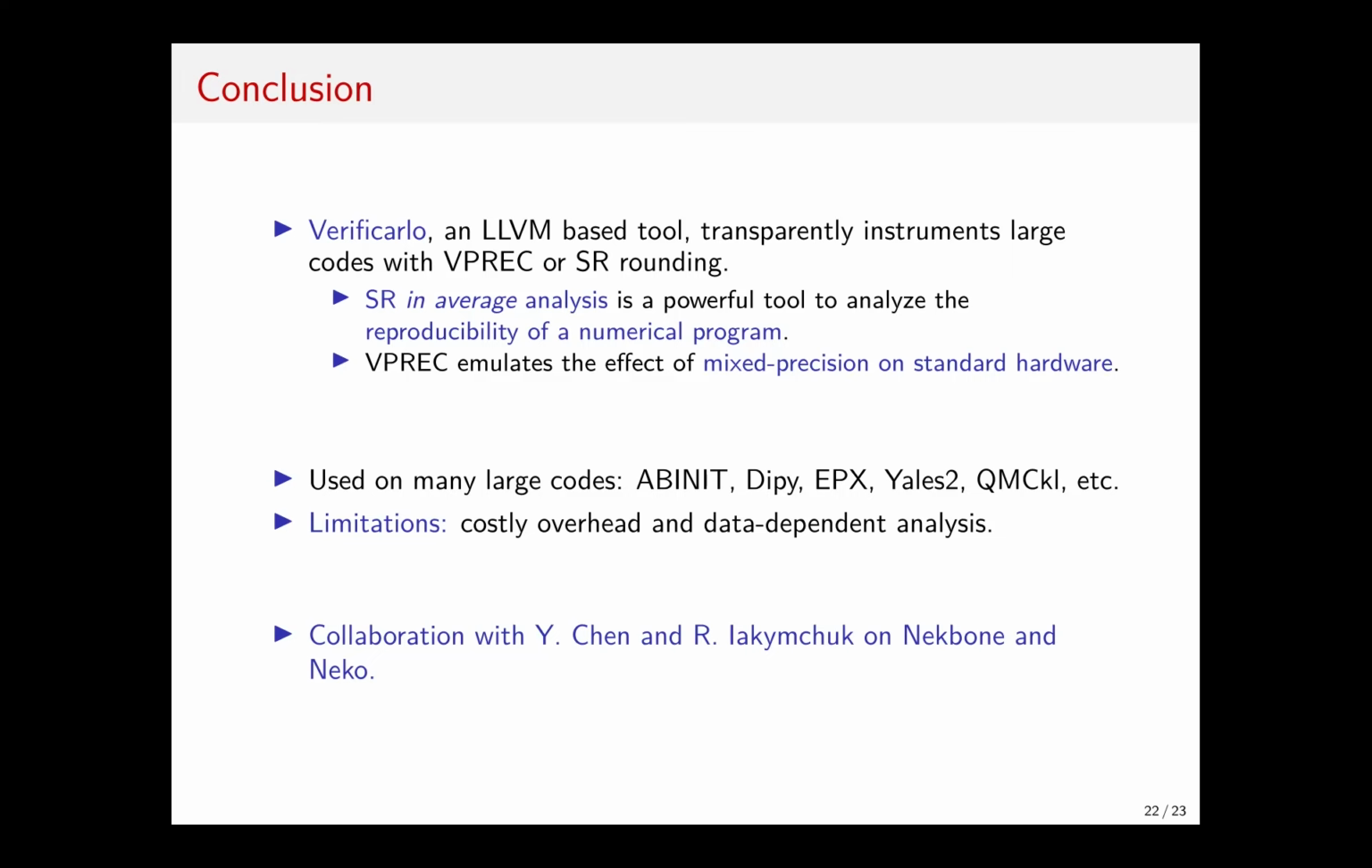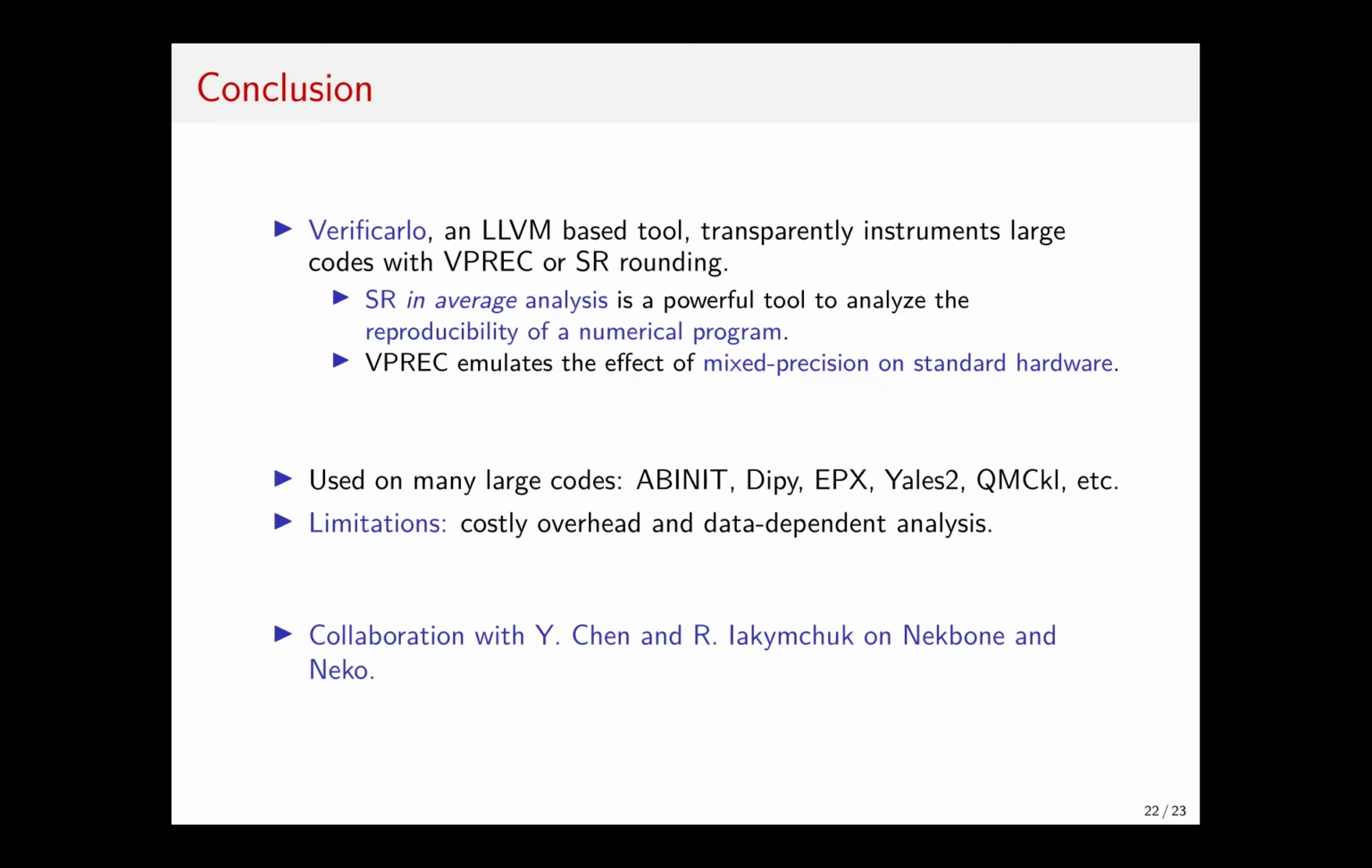We have this VerifiCarlo tool based on LLVM that transparently instruments large codes. We have different backends. We have stochastic rounding that allows to do an average analysis of precision. And it's very useful to check for numerical bugs or reproducibility. And we have VPREC that allows to simulate lower precision formats without paying the porting cost. VerifiCarlo has been used in many large codes, ABINIT, DP, Europlexus, YELS2, QMCKL, and others.